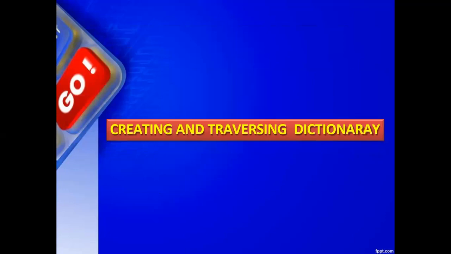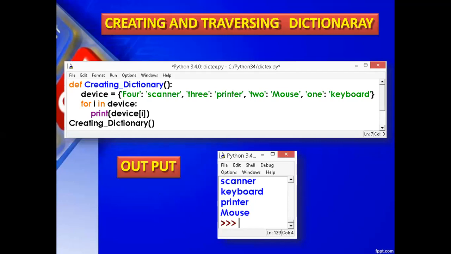Creating and traversing a dictionary. Over here you can see there is a separate function called creating dictionary. Device has been written, and then look at this, for i in device. When I say this, I will take each and every key of the dictionary. So first the value of i will be 4, then 3, then 2, and then 1.